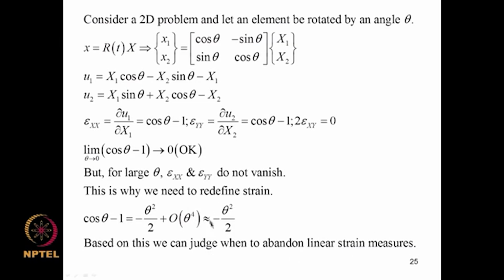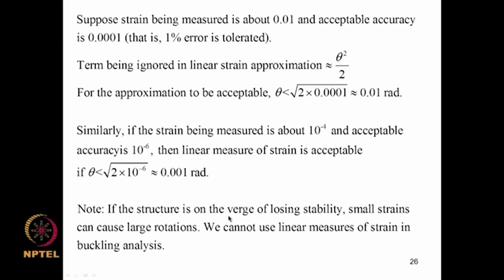So, when theta is large we need to abandon. Just to quickly see that, suppose the strain being measured is about 0.01 and acceptable accuracy is about 1% of that. So, this is accuracy. Now, the term that we are ignoring in linear strain approximation is of the order theta square by 2. We assume theta to be small, so that theta square by 2 can be ignored. So, for the approximation to be acceptable, theta has to be less than this, which is about 0.01 radians.